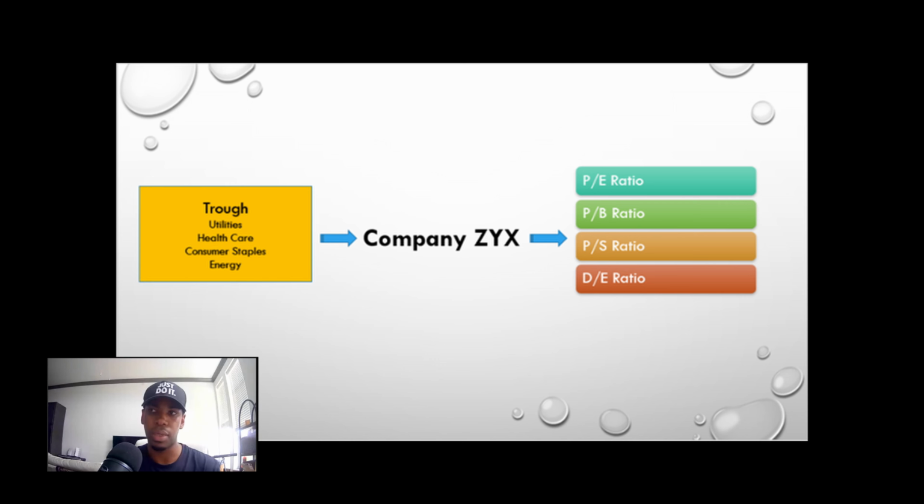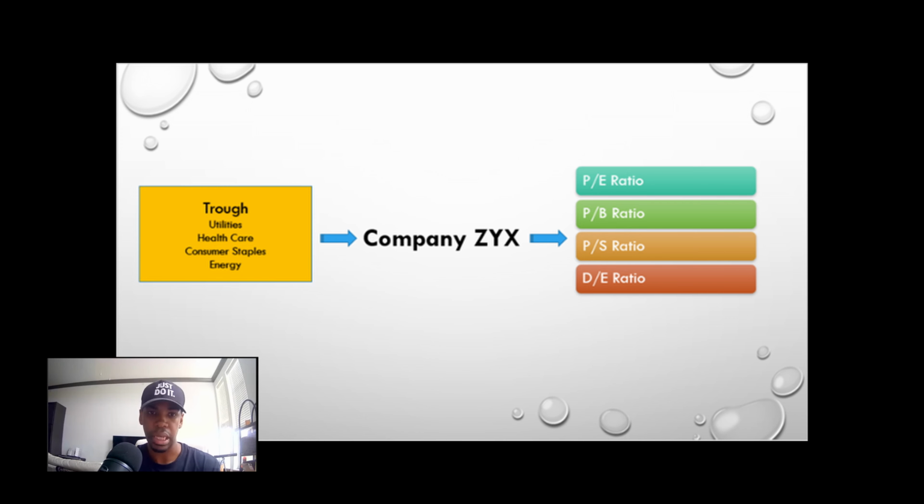So by following the top-down analysis process, we have the benefit of selecting shares that belong to sectors that are expected to perform better than the broader market and put ourselves at a distinct advantage as we're investing in line with, so to speak, the ebb and flow of the economic cycle.